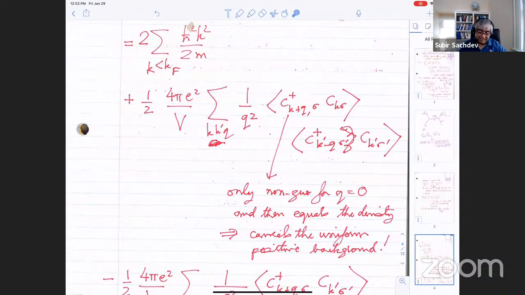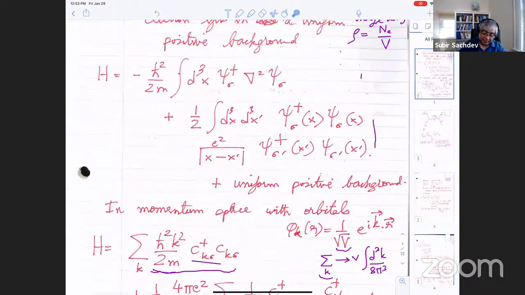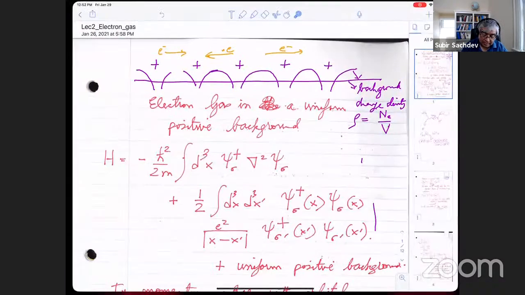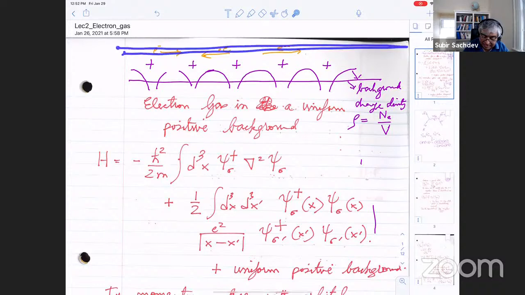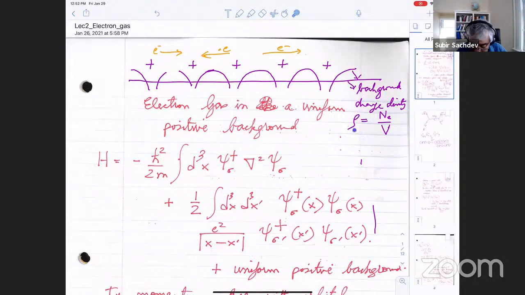But of course, we have this positive background. So we have taken our electrons and smeared them out into their own jelly in this Hartree-Fock approximation. The electrons are totally smeared out in a jelly, as are the positive charges. And now, of course, however, we know that the positive density has to be exactly equal and opposite to the negative density.